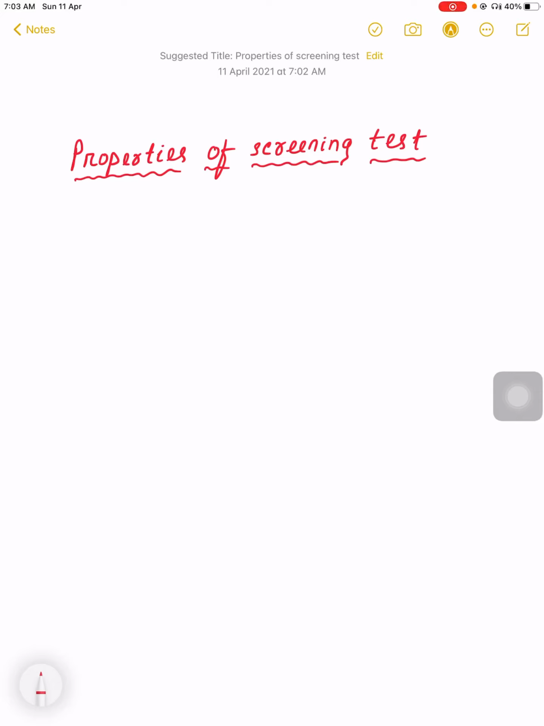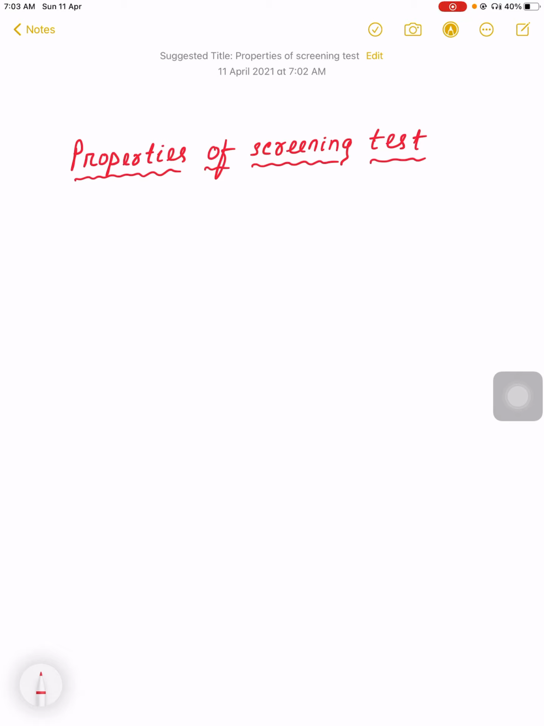Hello guys, today I am going to talk about a topic called properties of the screening test. Before that, I think you should know what a screening test is and what a diagnostic test is, and what the types of screening are, like opportunistic screening, high risk screening, multiphasic screening, selective screening and all. And where the screening tests are applied and where the diagnostic tests are applied. You should know about this.